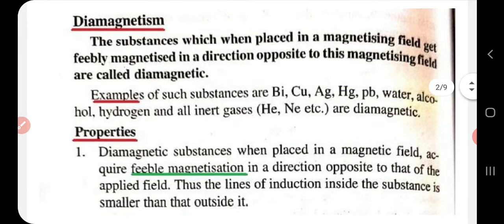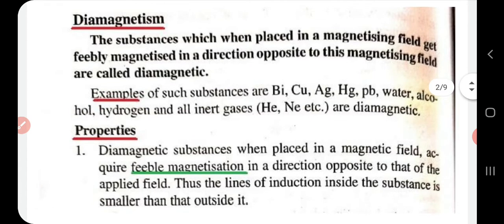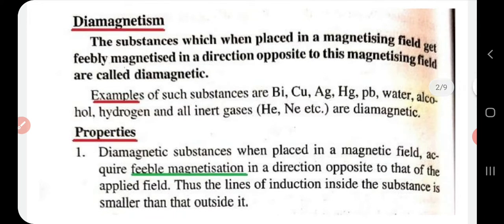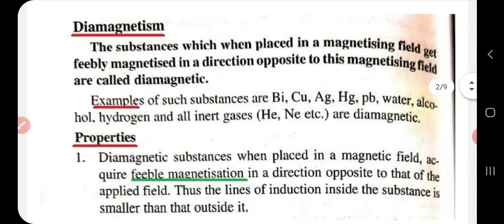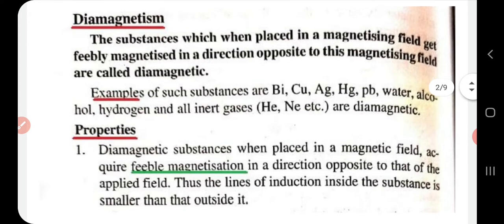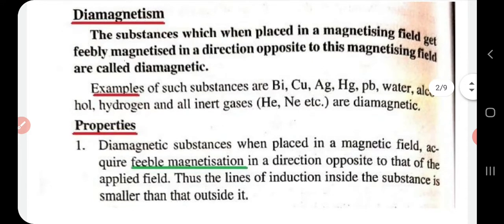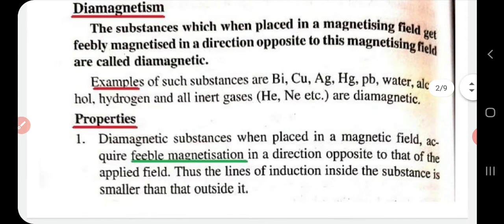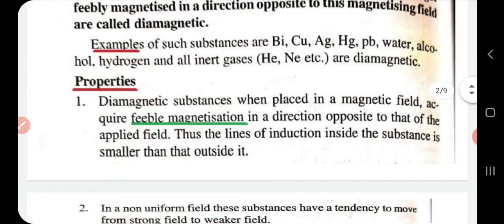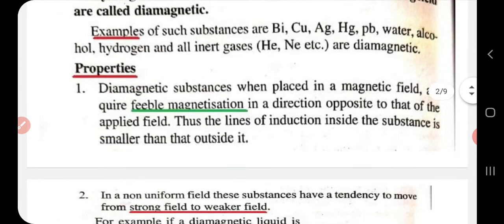Now, the substances which, when placed in a magnetizing field, get feebly magnetized in a direction opposite to this magnetizing field are called diamagnetic. Magnetizing field means the external field that we apply. Feebly means weakly, that is, not strong. So I can define a diamagnetic material as those substances which, when placed in a magnetizing field, get weakly magnetized in a direction opposite to that of the magnetizing field. Examples are bismuth, copper, silver, mercury, lead, water, alcohol, hydrogen and inert gases like helium, neon, etc.